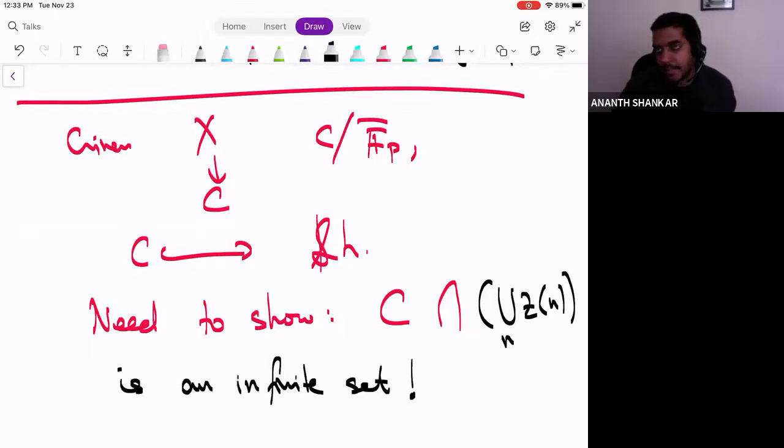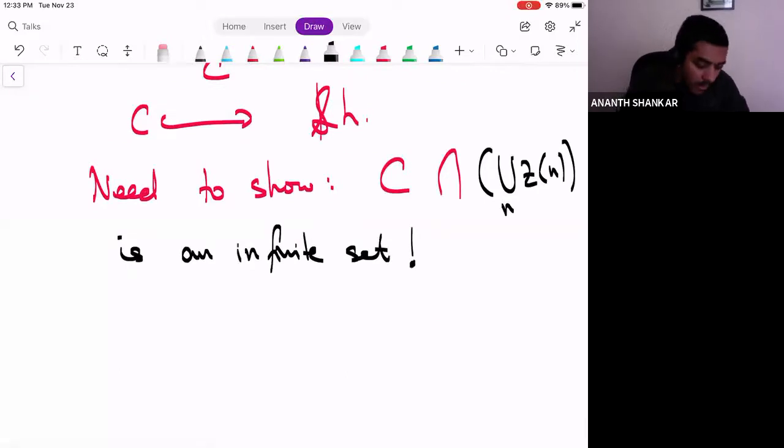The same thing happens even in the number field case, but instead of talking about regular old intersection theory, you need to talk about arithmetic intersection theory, and that adds an extra layer of complication to the number field case. So I'll mainly describe a strategy in the function field setting. So, how would you prove such a result?